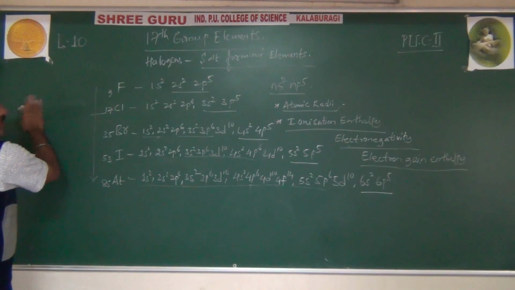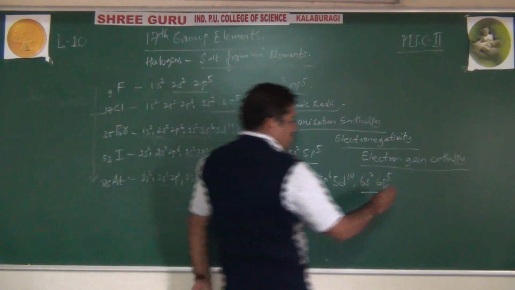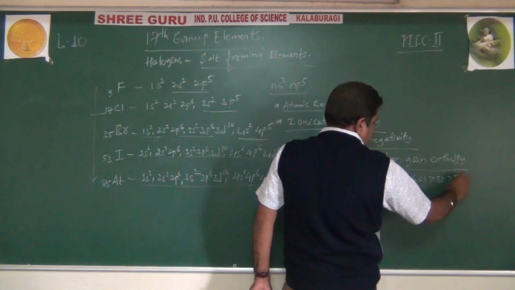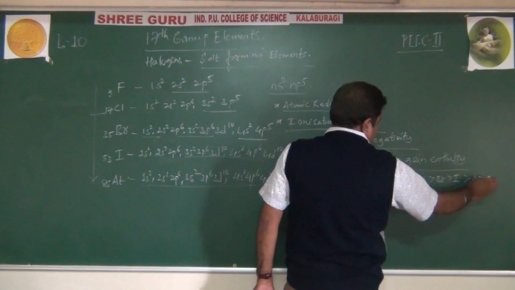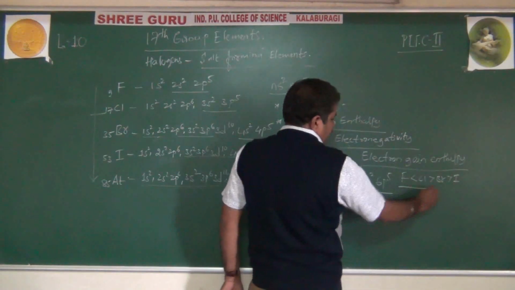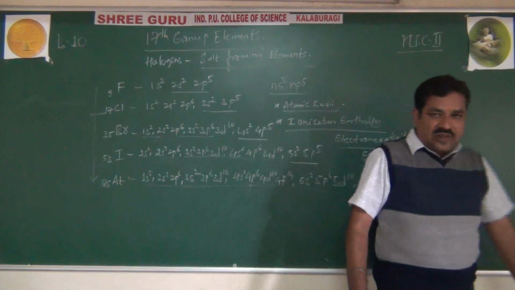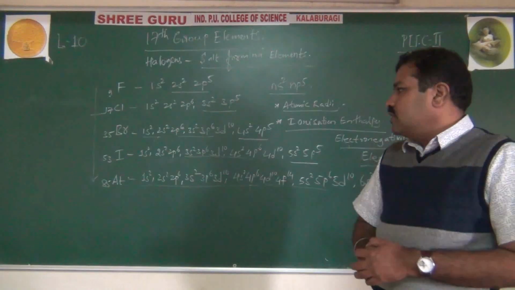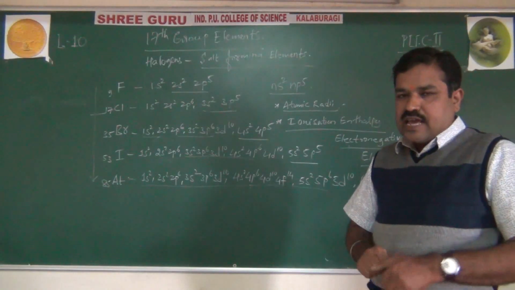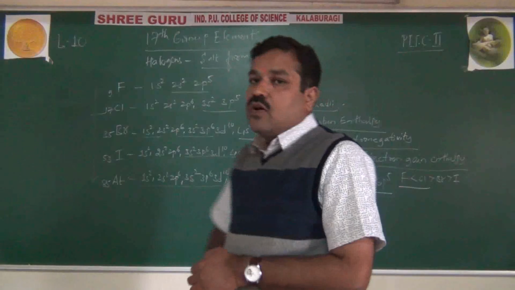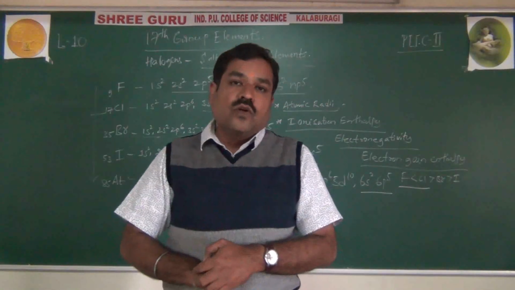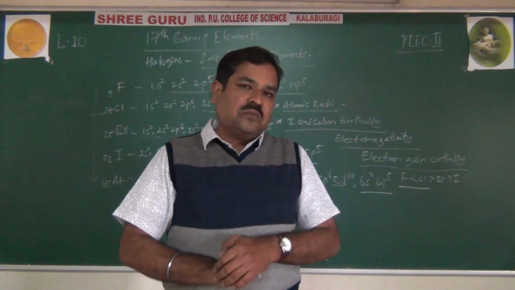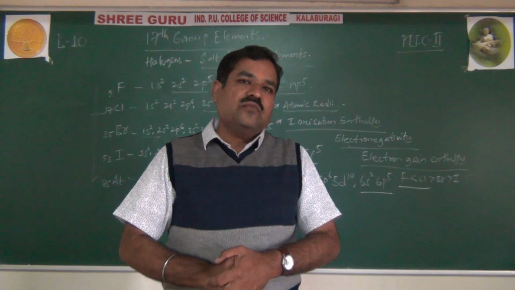Electron gain enthalpy follows this order. That is, first fluorine is less than chlorine, but chlorine is greater than bromine, bromine is greater than iodine and astatine. Okay? Why? Fluorine has smaller electron gain enthalpy than chlorine. Here for a 1 mark question, the most electron gain affinity, that means EA electron affinity, is greatest for chlorine, not fluorine. Fluorine has the highest electronegativity, but smaller electron gain enthalpy than chlorine.